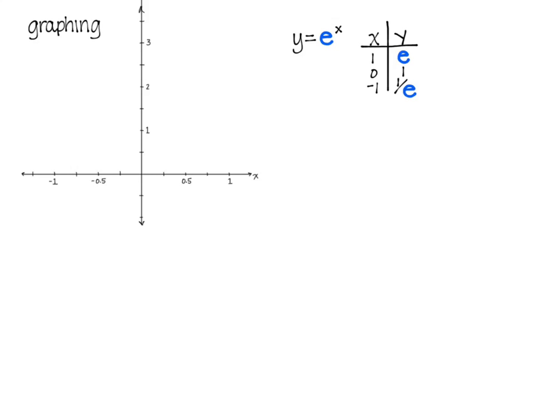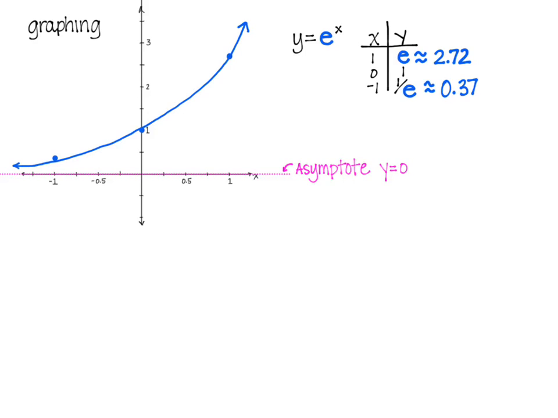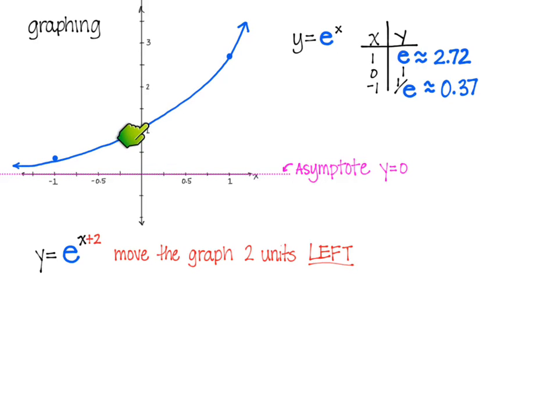But to graph, we need a decimal approximation. So we plug it into our calculator, and we find these decimal approximations. I put those points on my graph paper, and then I connect them, and I have the graph of that exponential function with the base e. Don't forget that there's an asymptote at y equals 0. So what happens when I have y equals e to the x plus 2? Just like any function, I'm adding to the x, which means I'm going to move it to the left. I would take all the points on this graph and move them 2 units to the left.